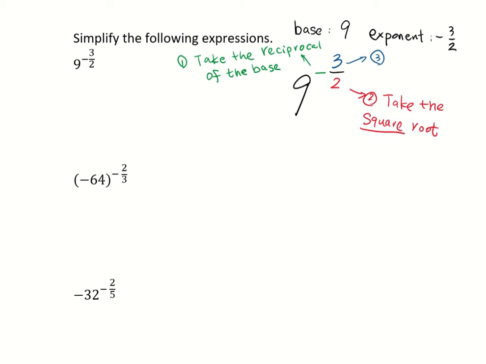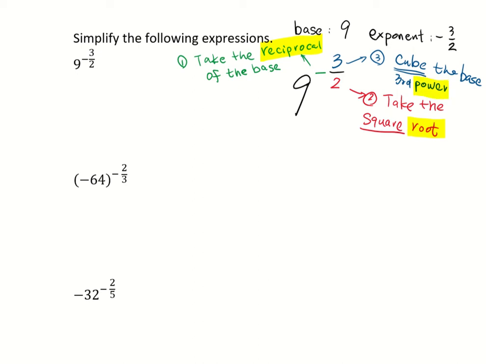The third action is from the numerator of the exponent. It tells you the power. So since it's 3, we need to cube the base, which is taking the third power of the base. A quick review, the negative sign of the exponent is telling you to take the reciprocal of the base, and the denominator here is telling you to take the root, whatever root it's telling you to. Here we're taking the square root, and the numerator here is telling you to take the power of the base.